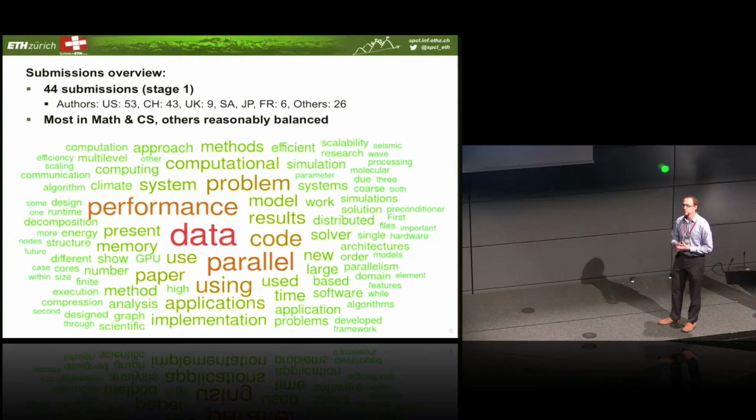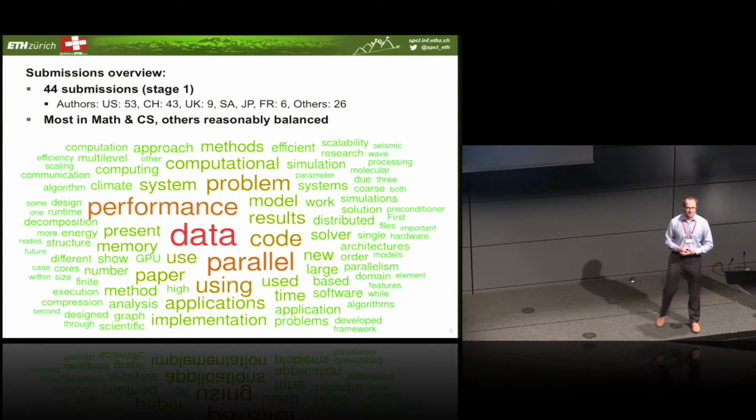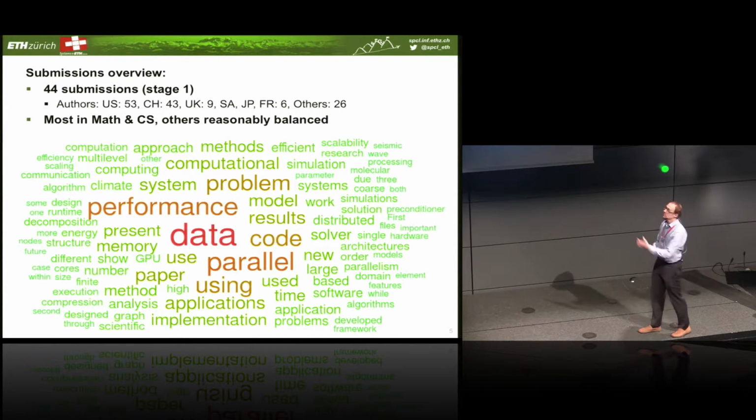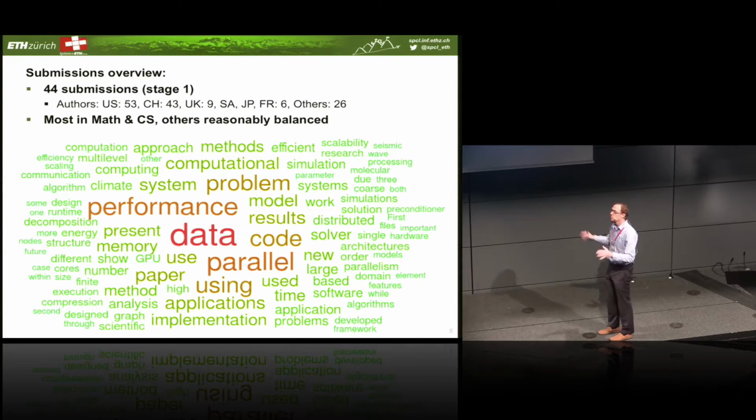So for a first iteration of a conference, actually a pretty good result. The authors come from various different nations. Interestingly, we were somewhat Switzerland-centric, of course, but we had most submissions from the United States, or most authors from the United States. We had a very high number of submissions in math and computer science, and the other fields were more or less balanced.